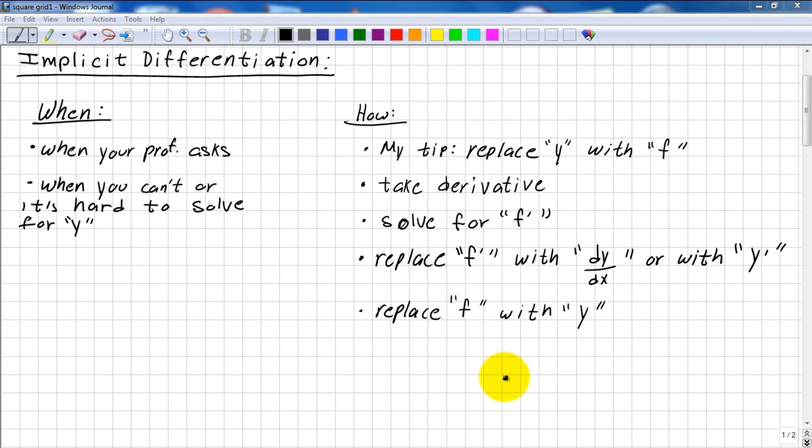Implicit differentiation. So when to use it? The obvious answer is whenever your professor asks. The other answer would be when you can't or it's hard to solve for y. How do you use it?